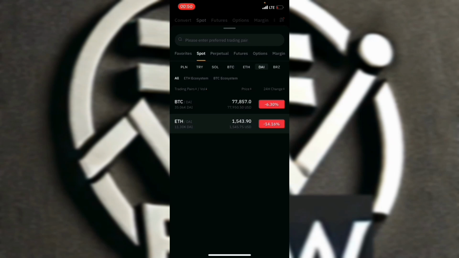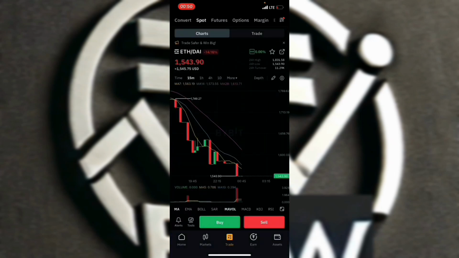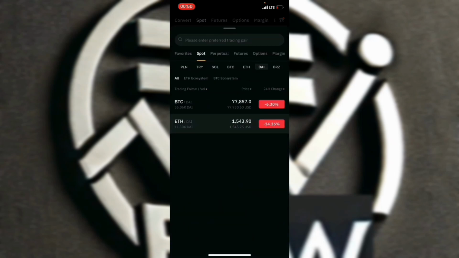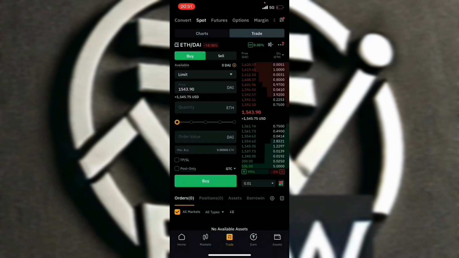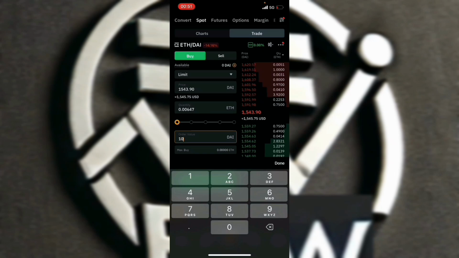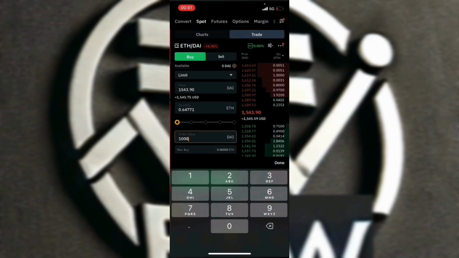So for example, if we are buying ETH from the DAI side, we are buying ETH worth $1,000. So if you come over here to buy, and then you fix the quantity of 1,000 DAI. If you have 1,000 DAI in your account balance, you are using 1,000 DAI to buy ETH. So we'll be getting 0.64771 ETH. So I would like us to write this down over here.